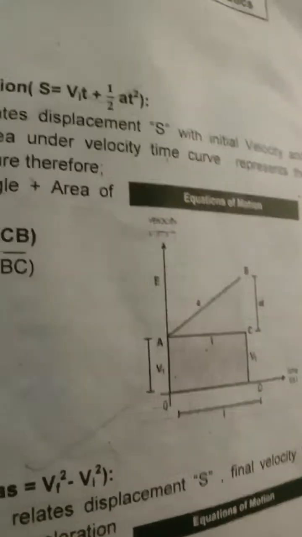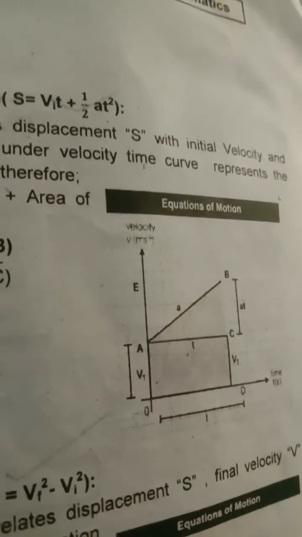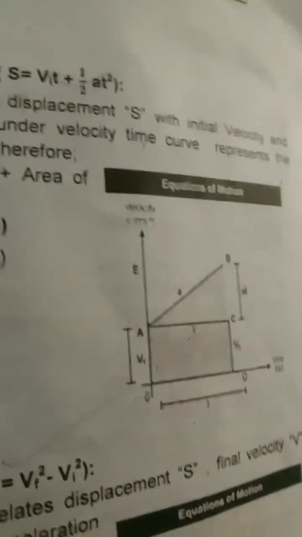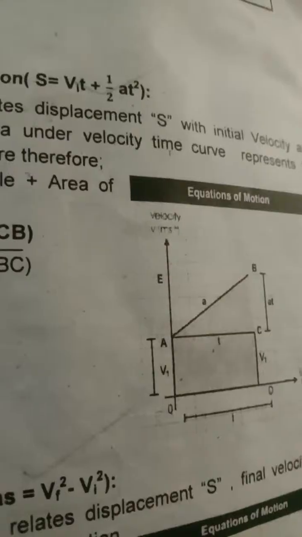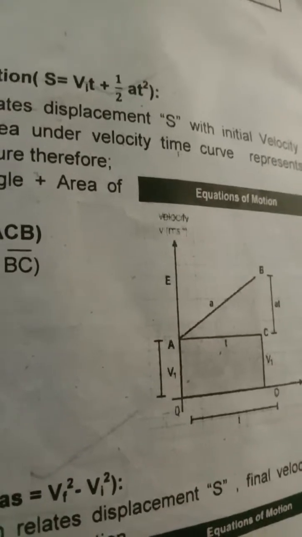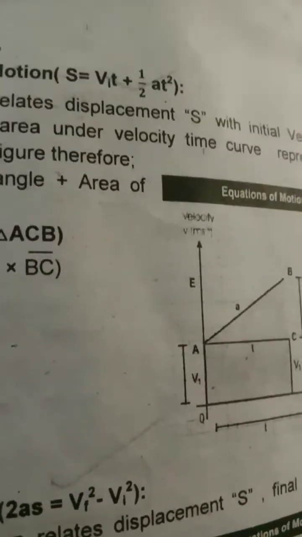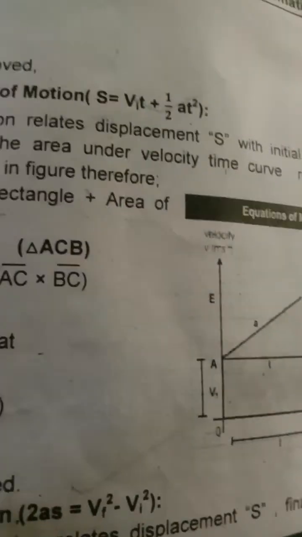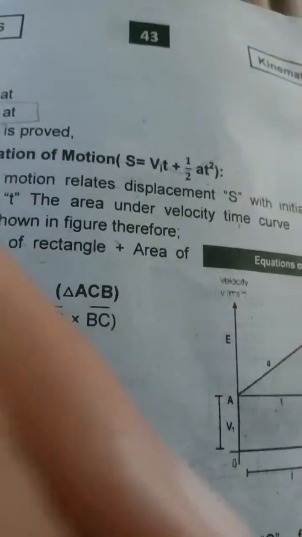The displacement is equal to the area of a rectangle plus area. The second equation of motion relates displacement with initial velocity.